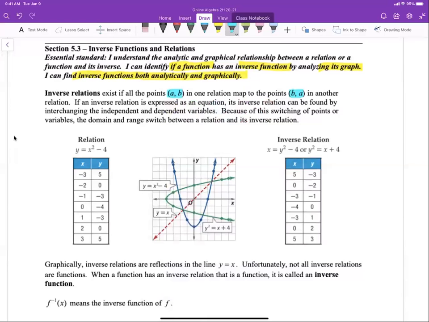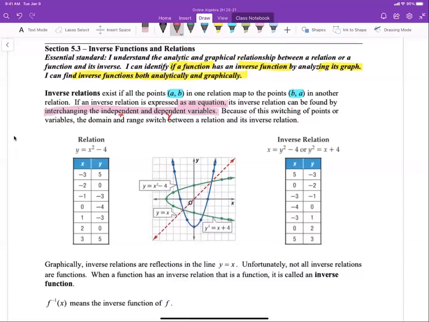Okay, if an inverse relation is expressed as an equation, so we can look at it as data points or we can look at it as an equation, its inverse relation can be found by interchanging the independent and dependent variables. Typically, the independent variable is the x-axis and the y is the dependent variable. So you can find the inverse relation by taking the x, making it a y, taking the y, making it an x, and then you have an inverse relation.